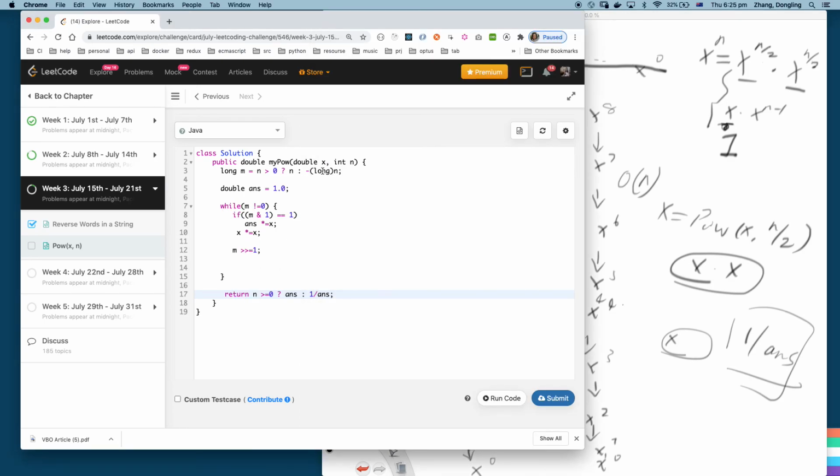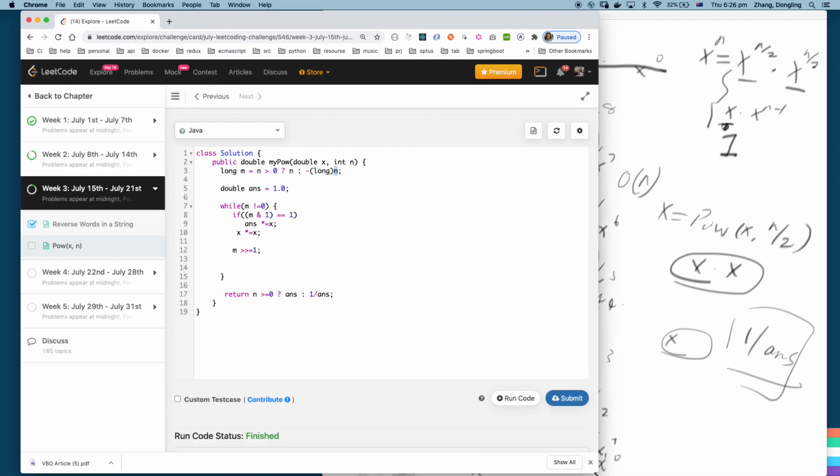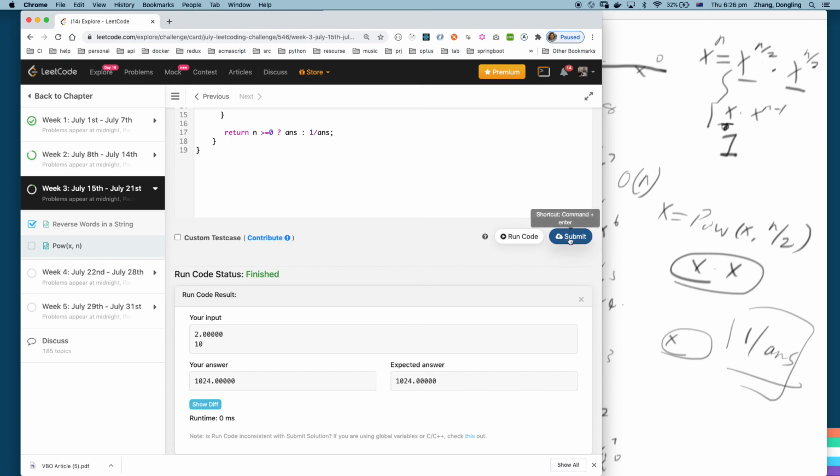In here, I change it to long, so it is safe in case this n exceeds the biggest number. And this should be finished. Make sure I don't have a syntax issue, so we just run the test. Yeah, it finished. Now we could submit it.